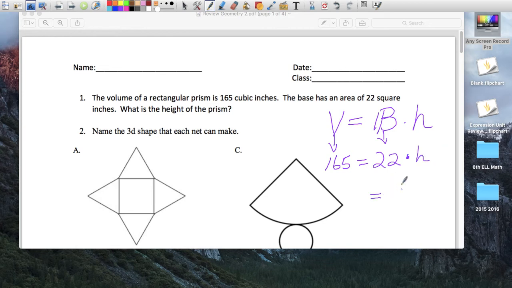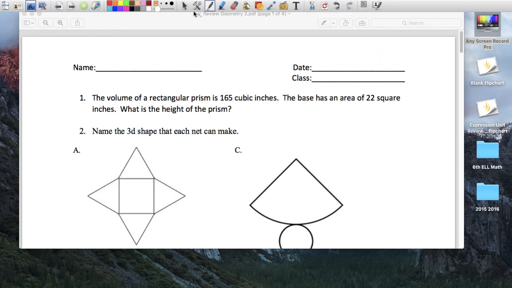So how do we find the height? Well, we're looking for a number that multiplied by 22 gives us 165. So you can do 165 divided by 22 to find the h. It's going to give us our height. And 165 divided by 22 equals 7.5. The unit is going to be 7.5 inches, because height is measured just in inches, not inches squared, not inches cubed.